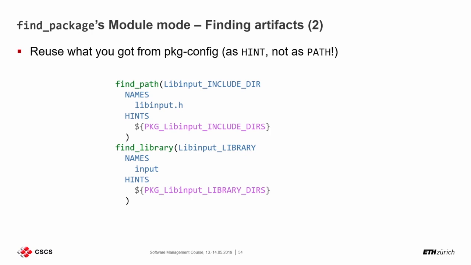With find_path or find_library, we can then reuse that. If you're going to look for an include directory, we will try to look for a file called libinput.h. As a hint, we give the include directories, because this is an educated guess: we know that it's installed there, so it's very likely to be found there. And for find_library, we do the same. There we are looking for a file called input, and I think it's also looking for input.so and whatever.